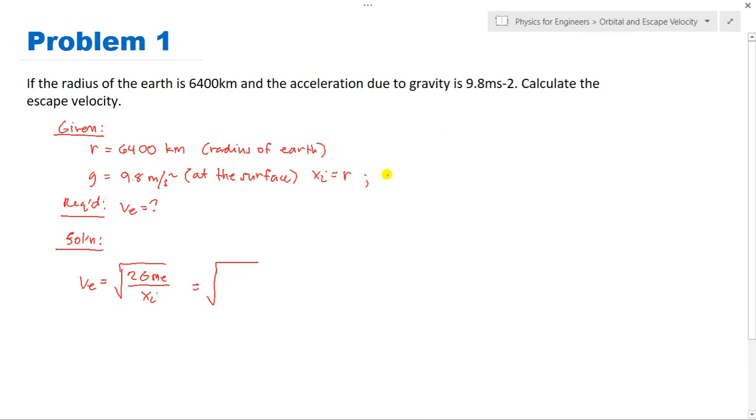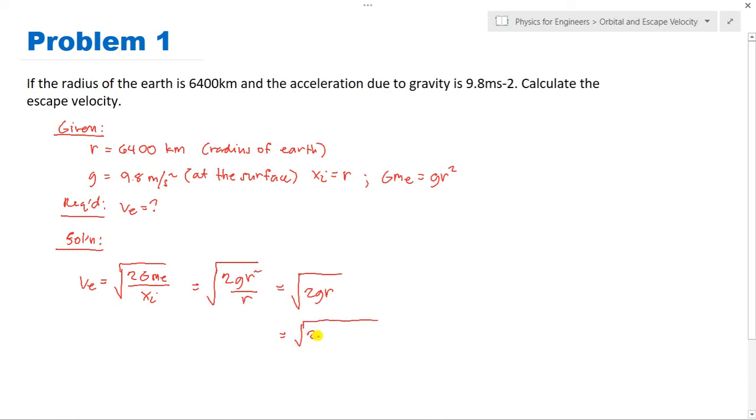So, where do we substitute? We know GM. GM is just equal to what? That is G R squared at the surface. So, we have 2G R squared all over R. That is just equal to the square root of 2G R. So, we have the two givens. So, therefore, we can answer.